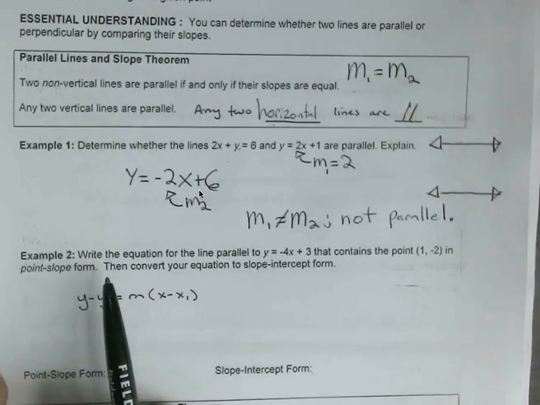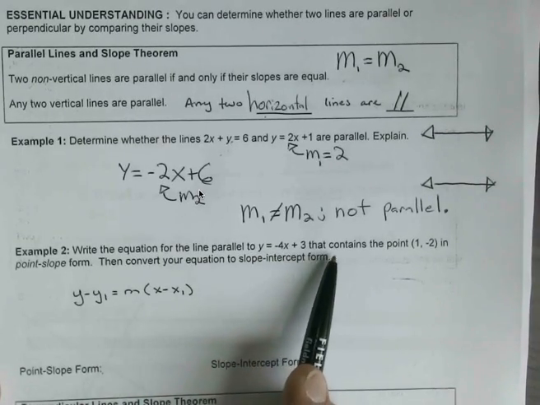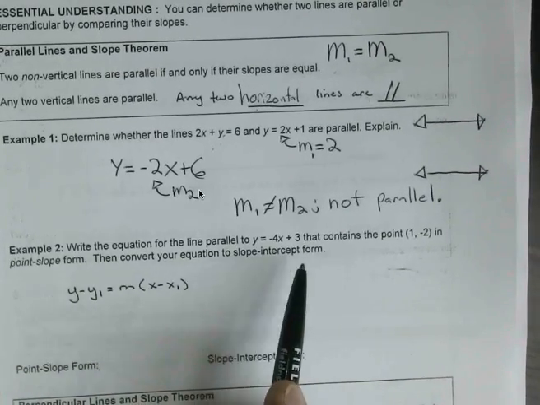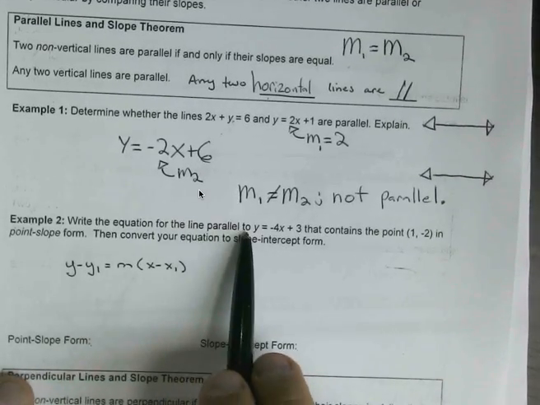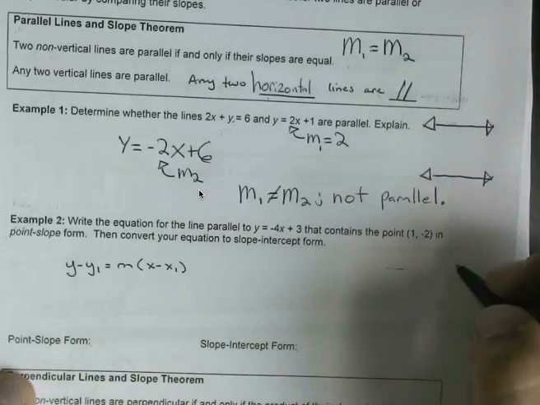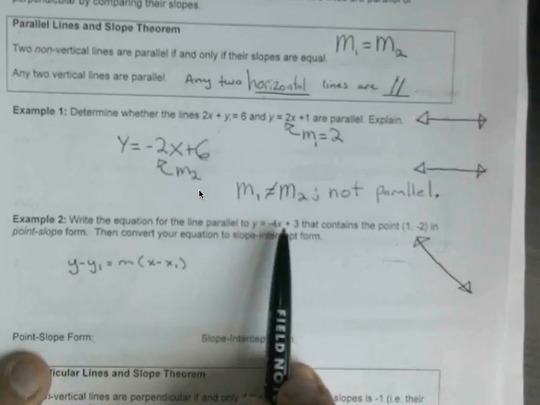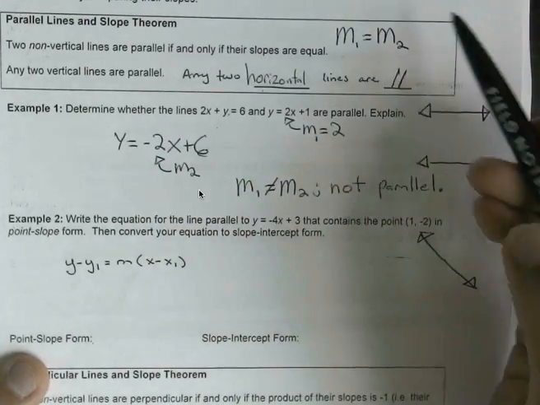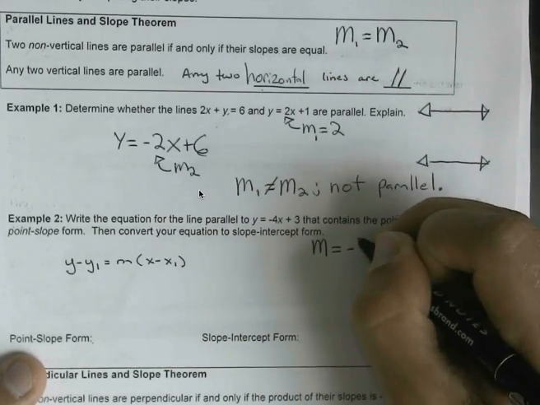Next one, a little bit more going on. Write the equation for the line parallel to y equals negative 4x plus 3 that contains the point (1, negative 2) in point slope form. Then convert to slope-intercept form. All right, bet. Sounds great. We know that we're trying to get a line that runs parallel to this. So if negative 4x plus 3 looks like this, what can we take away from this equation that we can use in here? Well, recall that the slopes have to be equal, so for this new line, the slope is also going to have to be negative 4.